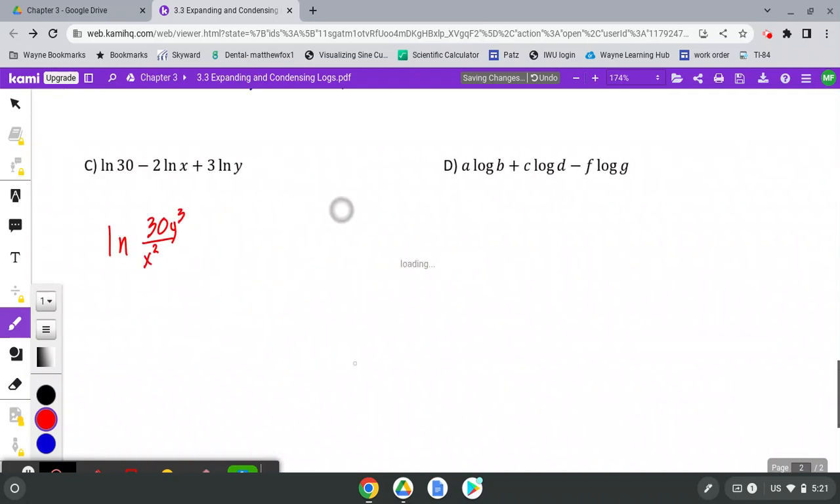And our final one here, lots of letters here. Some of the Delta Math questions will be like this, so I wanted to show one. If we were doing this, first off, they're all log base 10. So it'd be b raised to the a times d raised to the c divided by g raised to the f. And all of that, that is how we would condense it down to just one log. Okay, so give this a try.